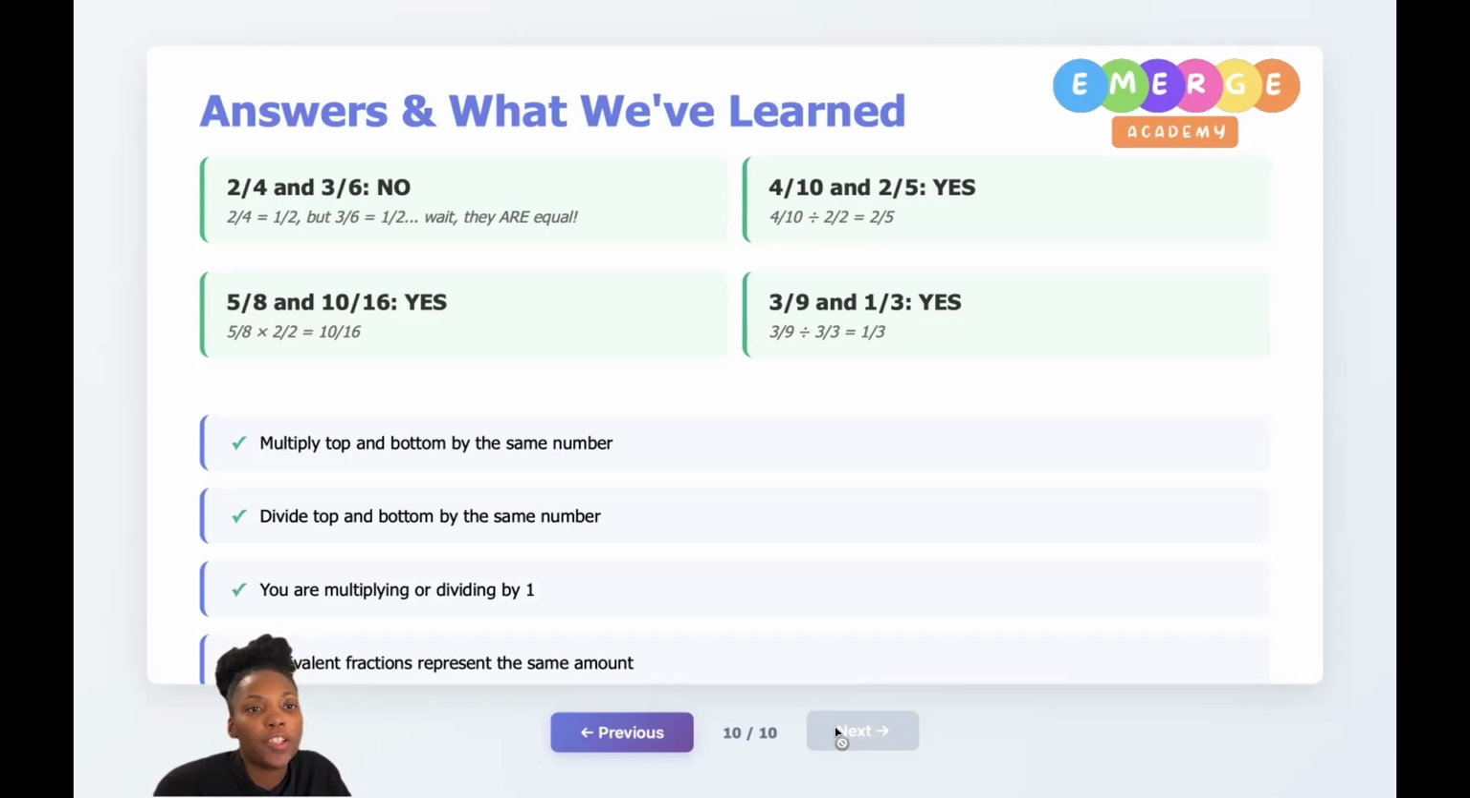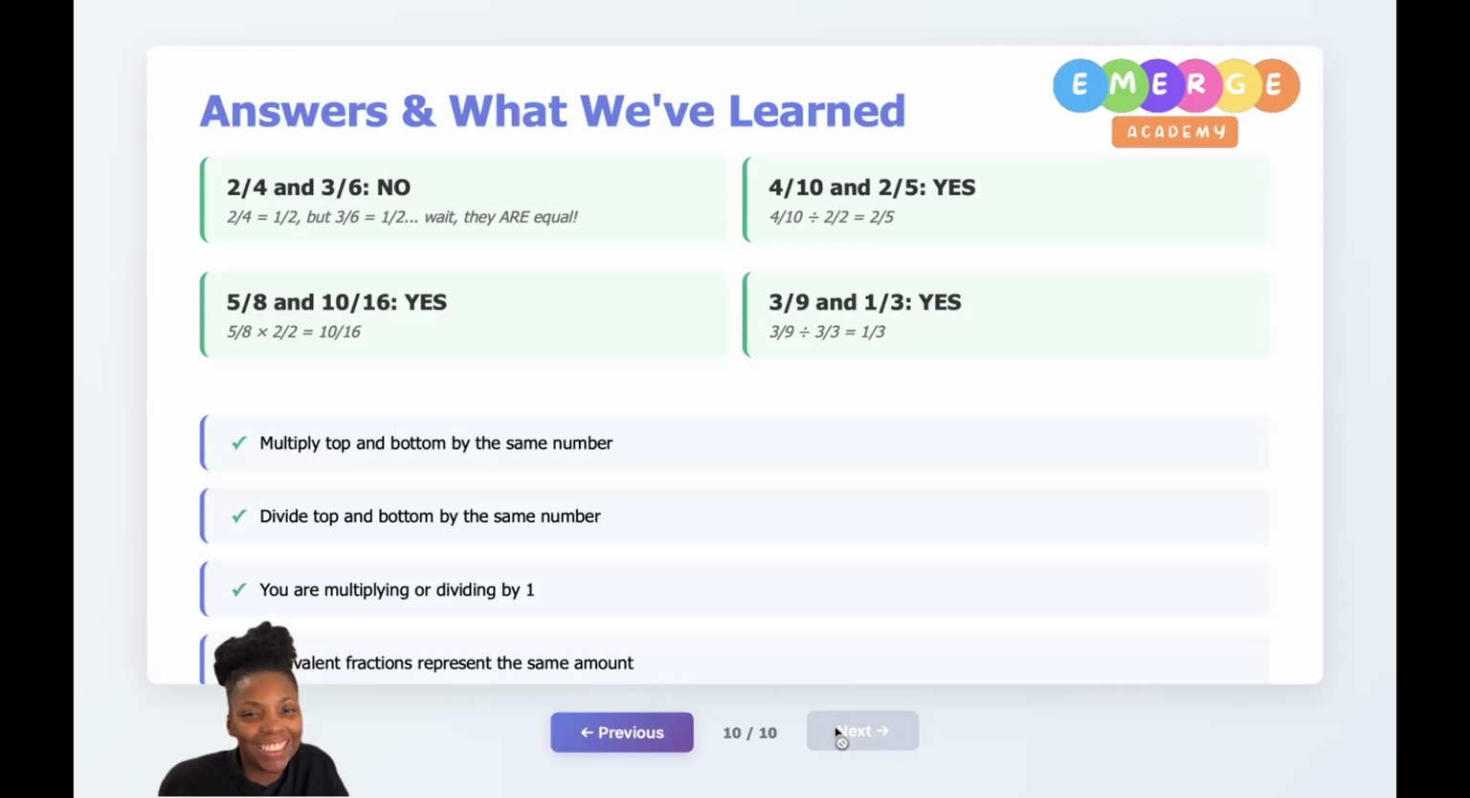What about 4/10 and 2/5? Yes, that's correct. They are equivalent. 5/8 and 10/16? Yes, they are equivalent. And also 3/9 and 1/3 are equivalent.